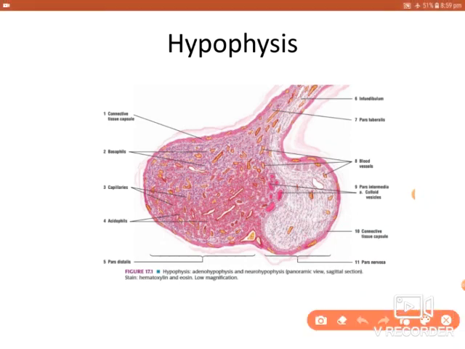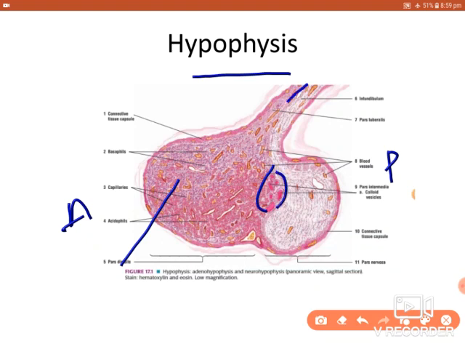So this hypophysis consists of an anterior part and a posterior part. This anterior part is called the adenohypophysis, which includes the pars distalis, the pars intermedia, and the pars tuberalis. The pars tuberalis consists of secretory cells, which are arranged in the form of cords or clumps.